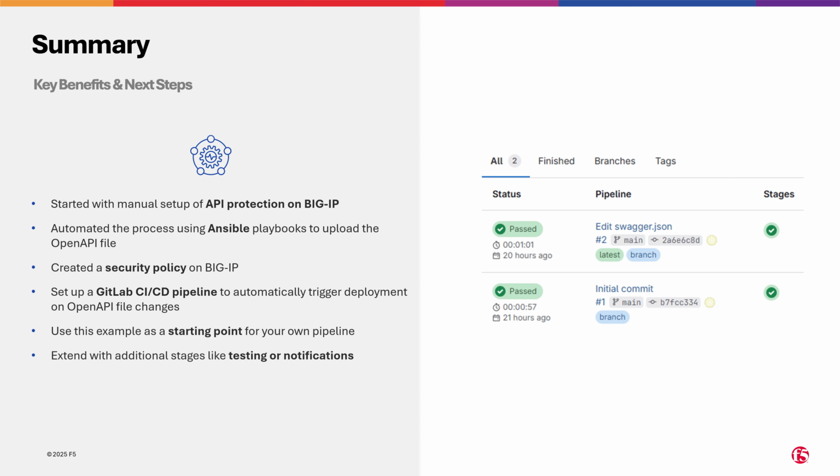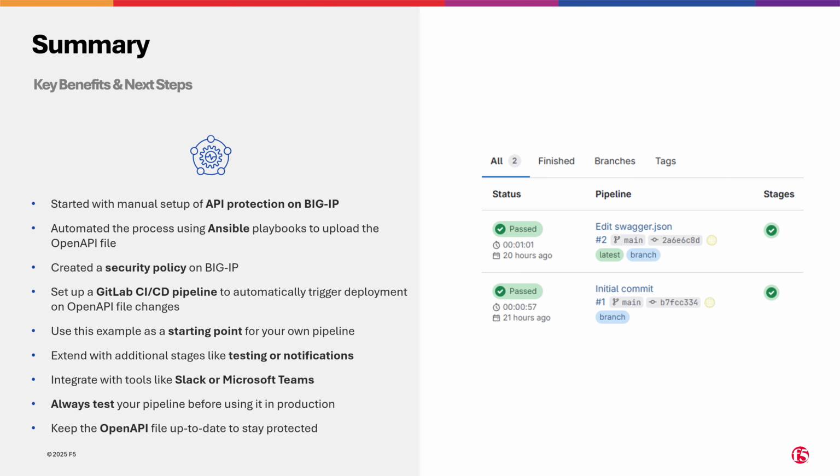The pipeline can also be extended with additional stages, like testing or notifications. It's easy to integrate it with tools like Slack or Microsoft Teams to send alerts when deployments are completed. And finally, remember to test your pipeline thoroughly before using it in production. Also, keep your OpenAPI file up to date to make sure your application stays protected against the latest threats.